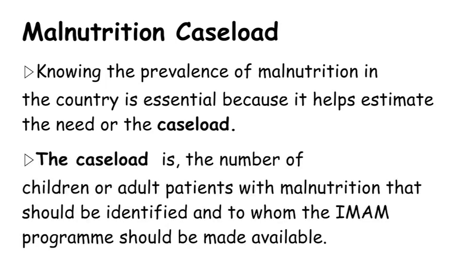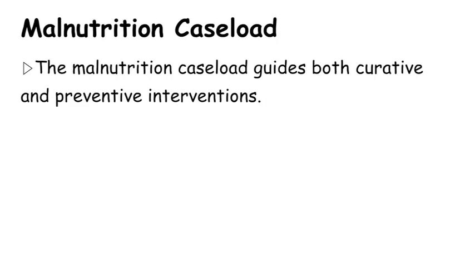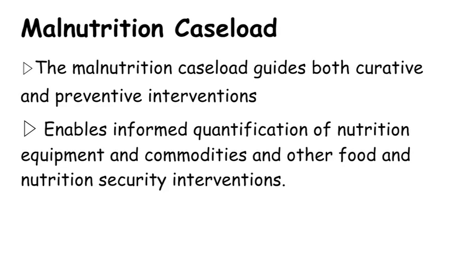When we're talking about the caseload, that is the number of children or adult patients with malnutrition that should be identified or that should be reached with the IMAM program. The malnutrition caseload also in turn guides both curative and preventive interventions that need to be scaled up or strengthened in order to identify and reach malnutrition cases and to channel investment to quality IMAM programming. It also helps make informed decisions in quantification of nutrition commodities and equipment and other food and nutrition security interventions.